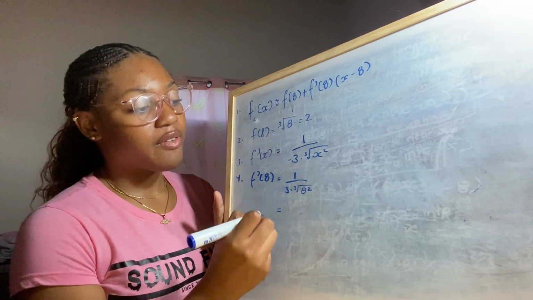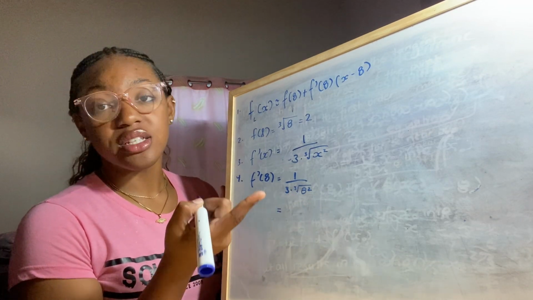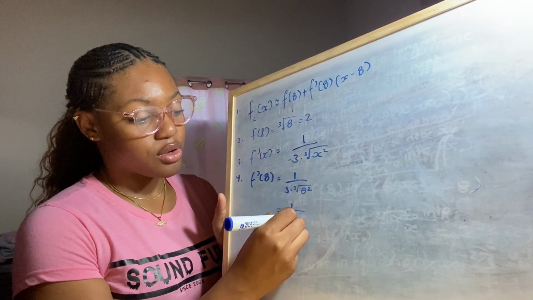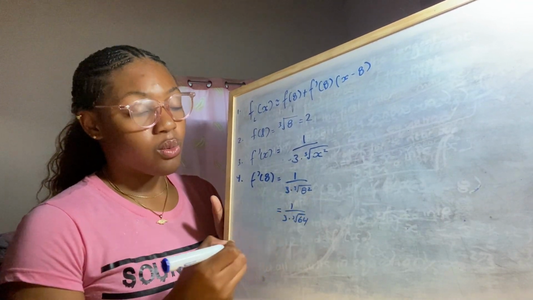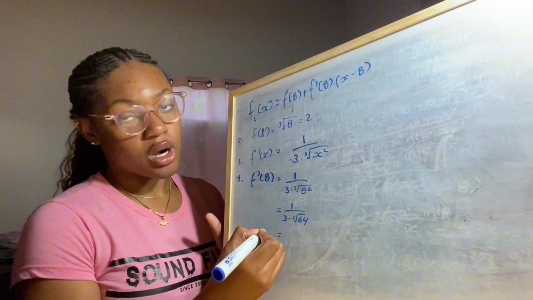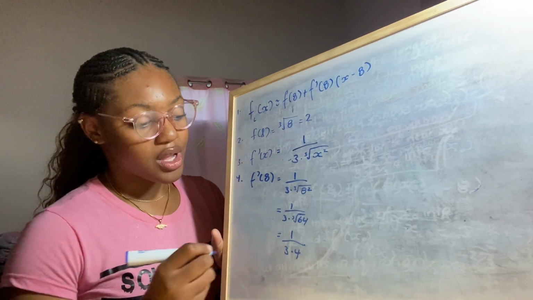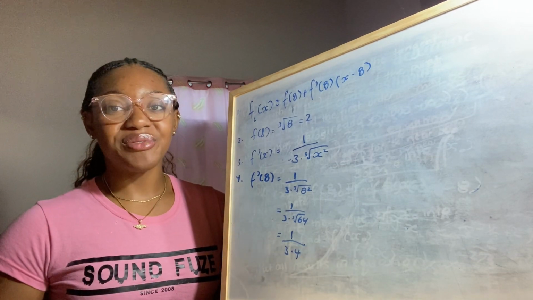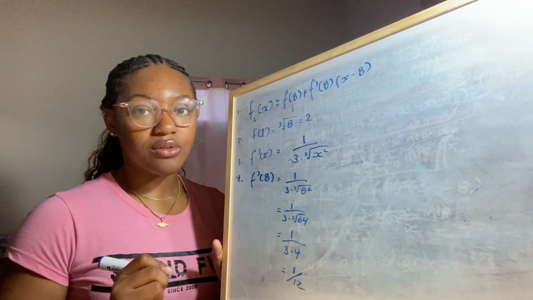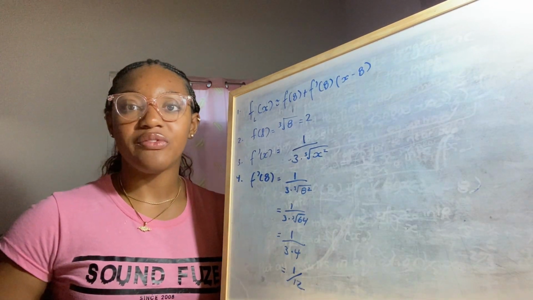Now I'm going to just simplify. 8 squared is 64. So I'm going to have 3 times the cube root of 64. What is the cube root of 64? The cube root of 64 is simply 4. So we're going to have 1/3 times 4. 1/3 times 4 would give us 1/12. And yeah, that's the value of f prime of x0.